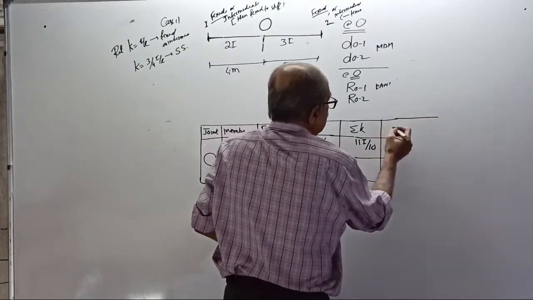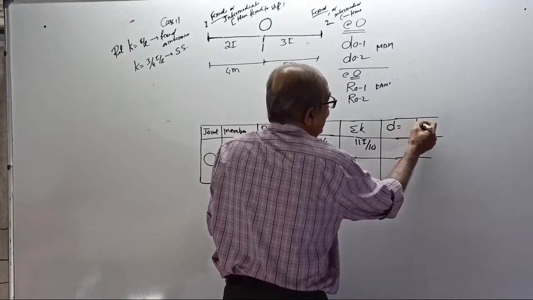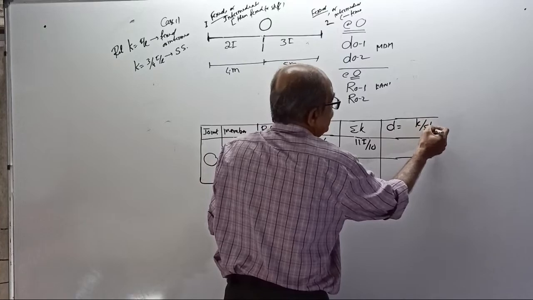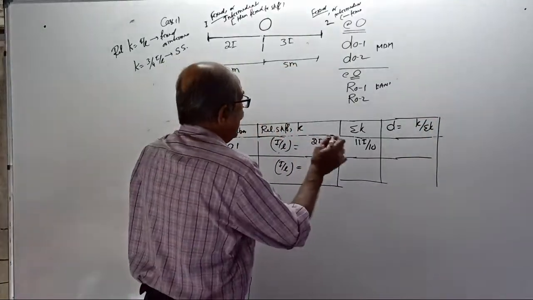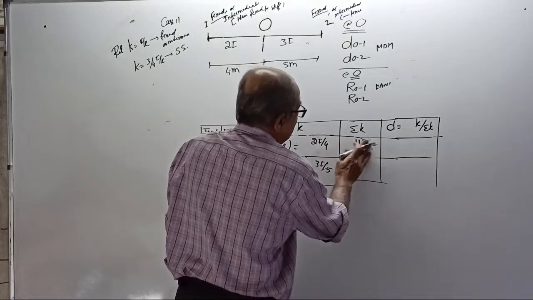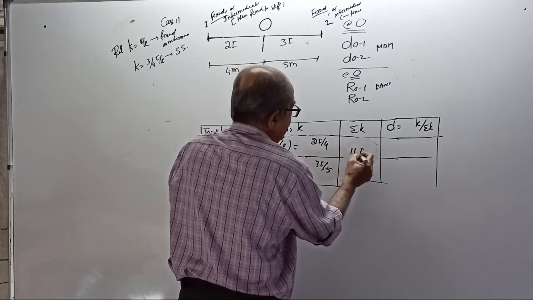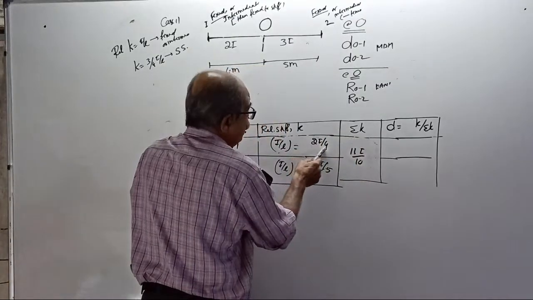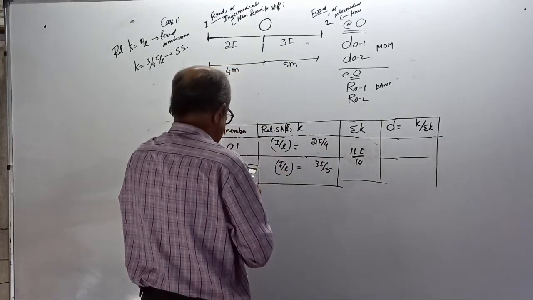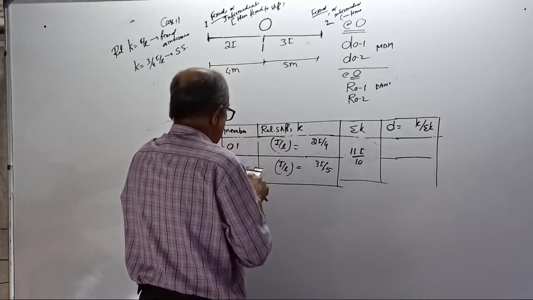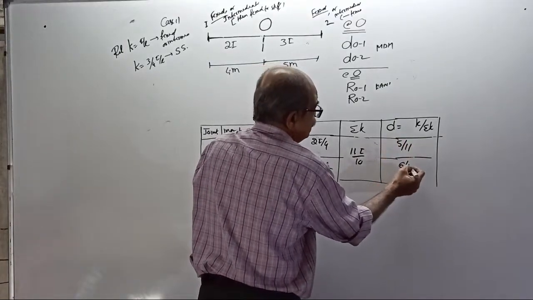Therefore, the distribution factor will be, see the formula, K divided by sigma K. This is the distribution factor. Sigma K is 11I by 10. So 2I by 4 divided by 11I by 10. 2 by 4 divided by 11 by 10 is 5 by 11. The other one is 6 by 11.